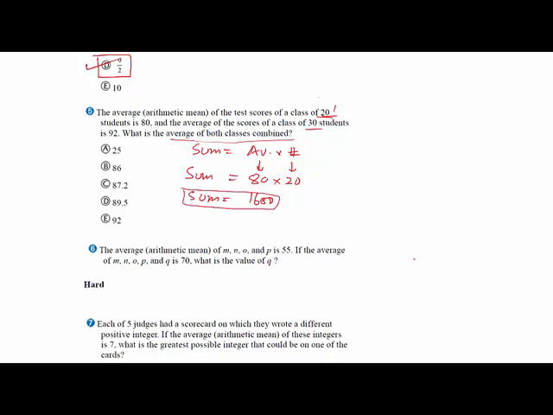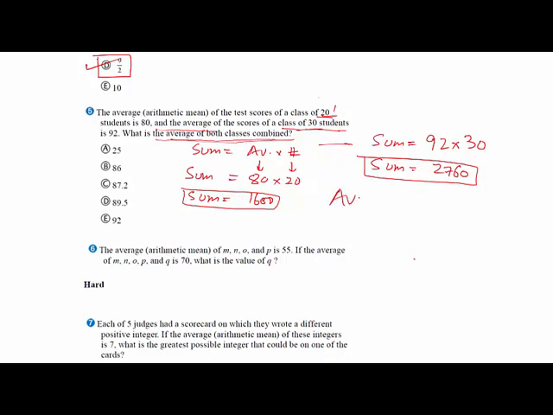And then it's telling you the average of the scores of the class of 30 students is 92. So again, sum equals average times number. The average of these students is 92, and the number is 30. So sum equals 92 times 30, that is 2760. So the sum of these 30 and those 20 is 2760 and 1600. Now we have to calculate the average of both classes combined.